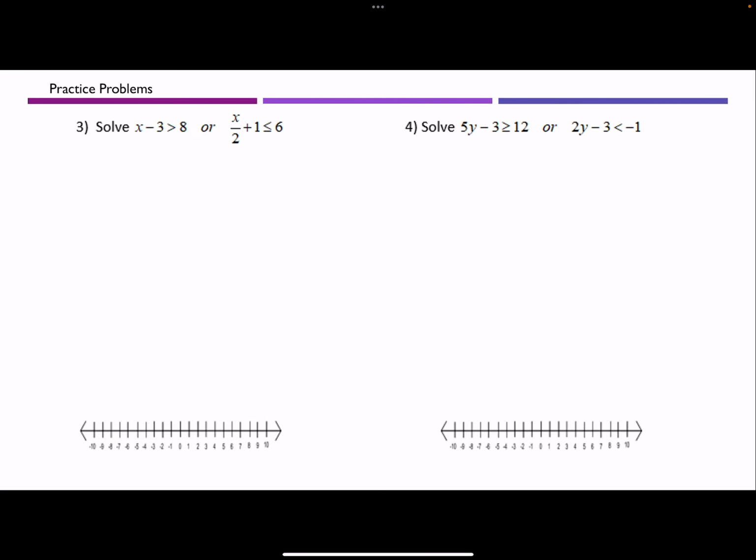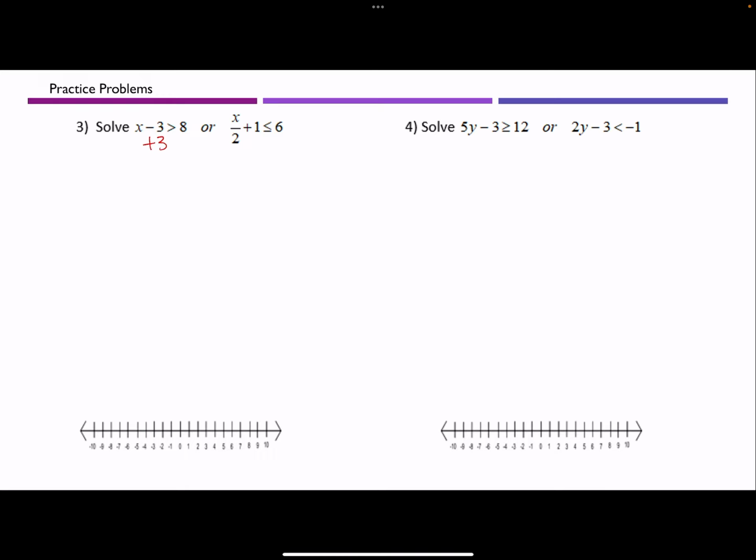All right, let's do a couple more. Again, we're going to solve for x first in both inequalities. So x minus 3 is greater than 8, or x over 2 plus 1 is less than or equal to 6. Let's start with x minus 3 is greater than 8.